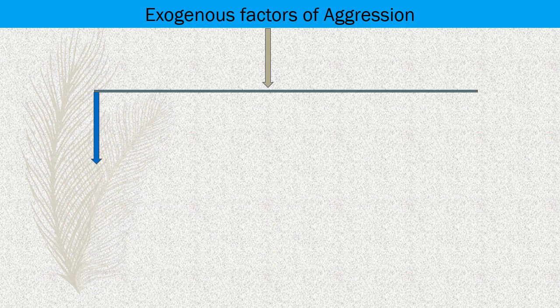Starvation. Starvation is an exogenous factor for aggression because we know hungry animals fight vigorously. For example, chaffinches and yellow buntings fight more when hungry. Fighting is over once the food becomes available to these birds after a period of starvation.